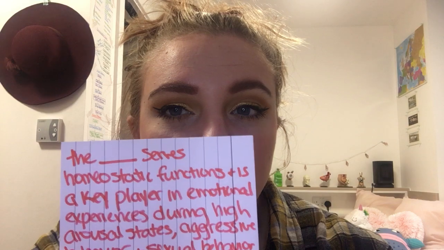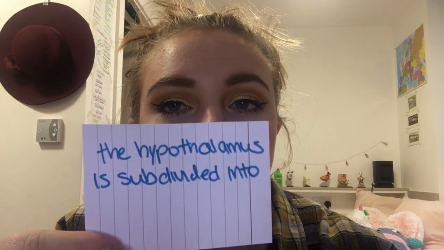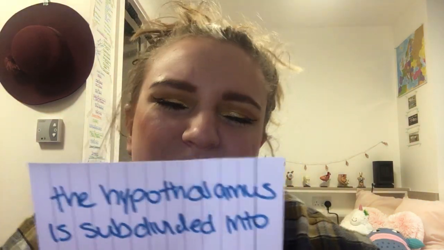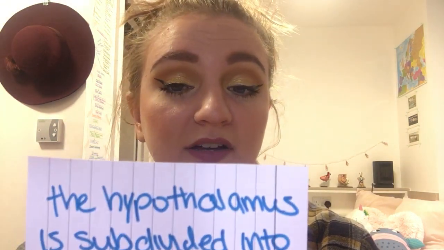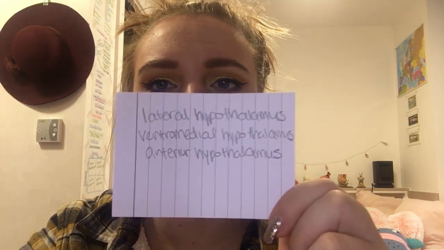The blank serves homeostatic functions and is a key player in emotional experiences during high arousal states, aggressive behavior, and sexual behavior. Part of the forebrain, it's the hypothalamus. The hypothalamus is subdivided into three parts. That is the lateral hypothalamus, the ventromedial hypothalamus, and the anterior hypothalamus, sometimes called the LH, the VMH, and the AH, these three parts.